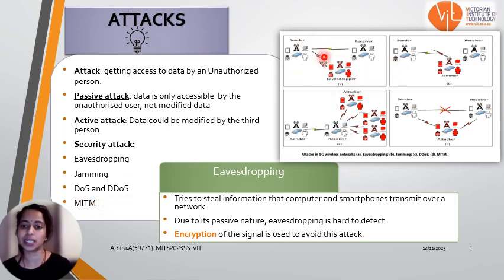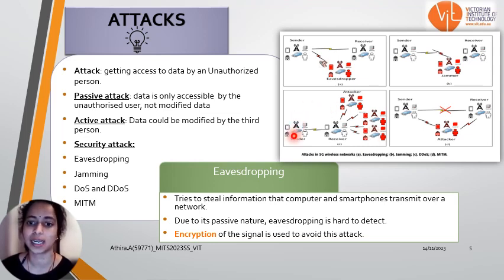So first, here is one picture. I will explain the attacks with this picture. The first one is eavesdropping. In eavesdropping, the sender sends the data and the receiver receives this data, but an intermediate person hears that data. So this can be avoided by encrypted data transactions. Then another one is jamming. In jamming, the sender sends the data, but the receiver doesn't get this data, and an intermediate person creates a radio signal and blocks this data.